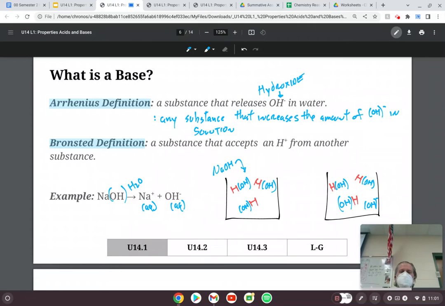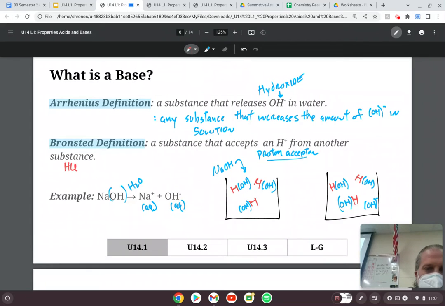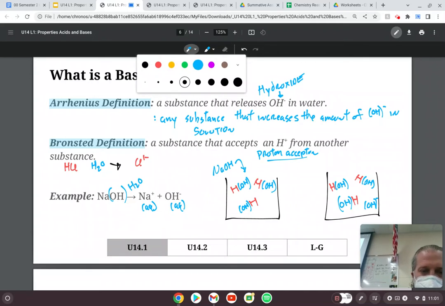Okay. Now, the Bronsted-Lowry definition is a substance that accepts a hydrogen from another. This is sometimes referred to as a proton acceptor. And here's where things get a little bit different. If I did the formula that was up above, it was HCl plus H2O, and then it made Cl minus 1, and then it made H3O plus, right? Do you remember that from before?